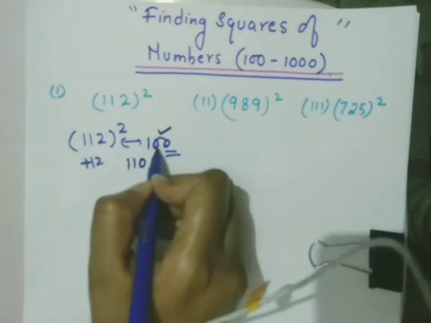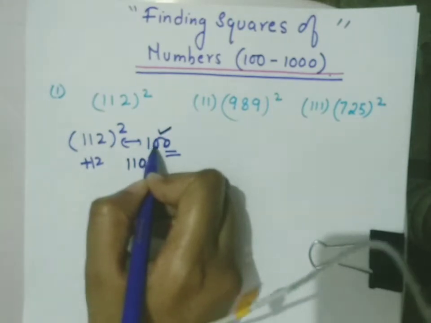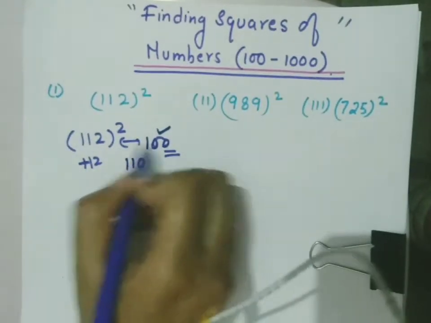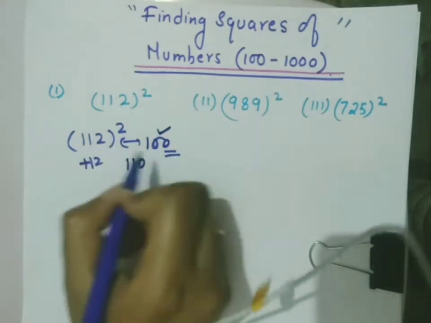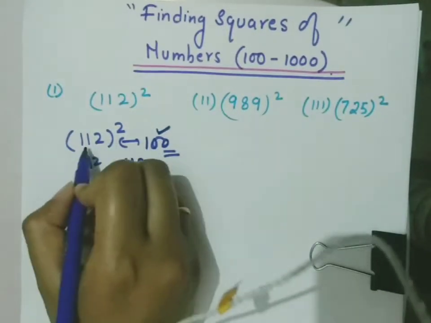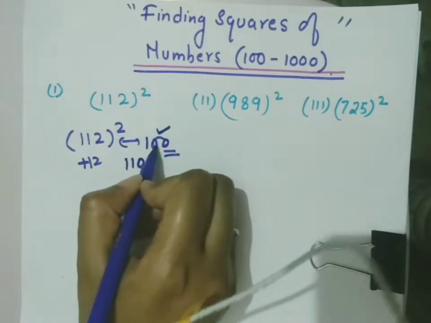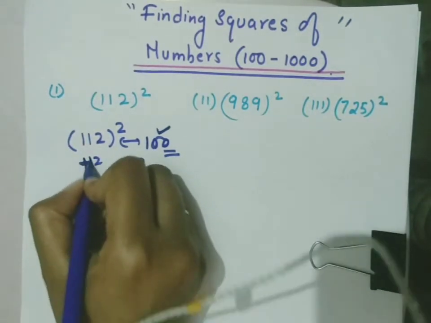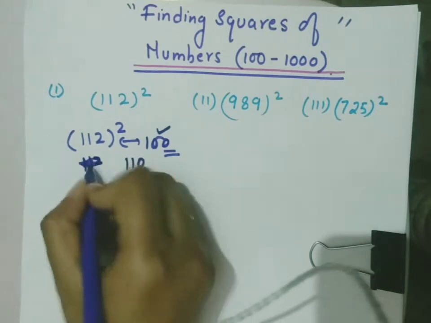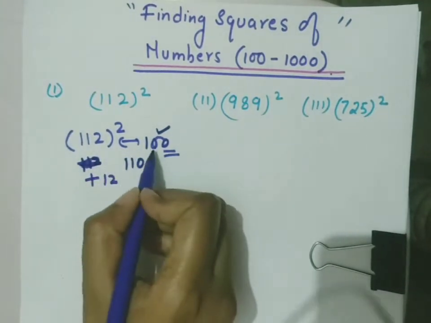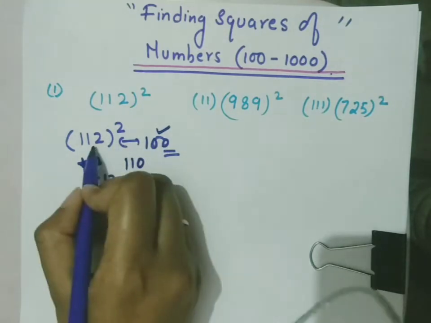Now in the second step, you have to compare these two numbers. You have chosen 100 in the first step. Now you have to compare 100 with 112. So after comparing, what do you get? This number is bigger than 100 by 12. So we will write plus 12 here, because if we add 12 to 100, we will get 112.